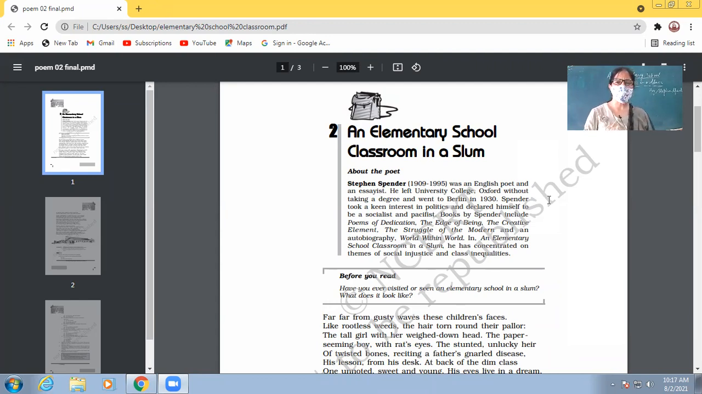So, okay, in this classroom, Stephen Spender, first of all, will try to show us what kind of students are there in the class. The pathetic condition of students, they are physically miserable. When the students are physically miserable, you can make out, will they be able to get education? Will they be able to learn what is intended to make them learn?